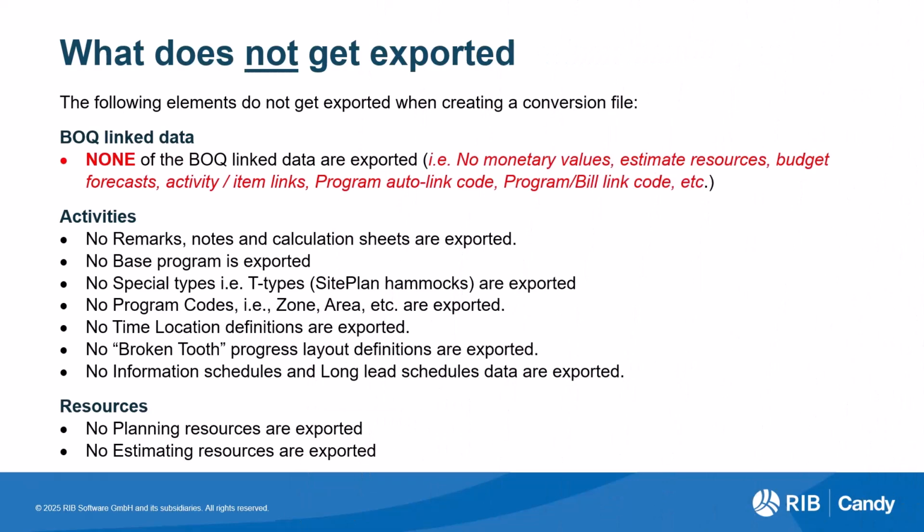More important to take note is what does not get exported. And what does not get exported is all the BOQ related items. So the link to the program does not get exported. Monetary values, program auto link code, program bill link code don't get exported. No remarks, base program, or anything like that gets exported. Take note of what's on the screen at the moment.